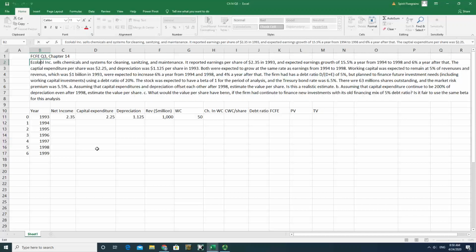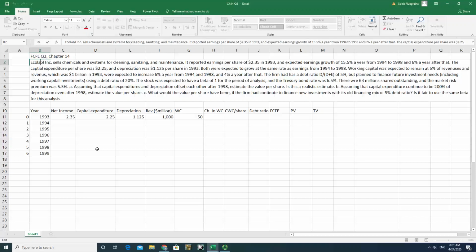The stock was expected to have a beta of 1 over the period of analysis. So once you have beta, risk-free rate, and ERP, then you can estimate the cost of equity. The treasury bond rate was 6.5%. There were 63 million shares outstanding, and the market risk premium was 5.5%. Okay, you have 3 questions to answer.